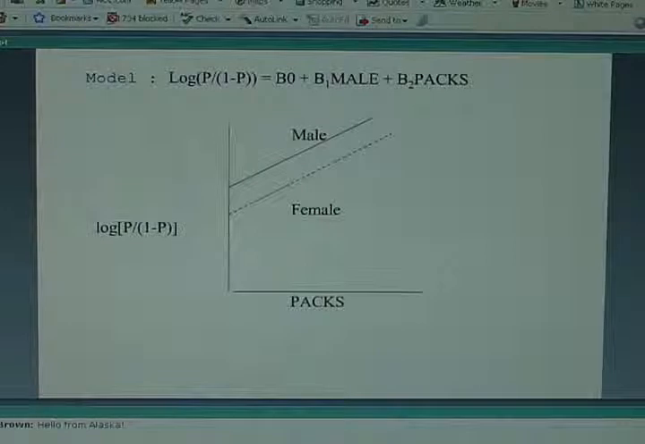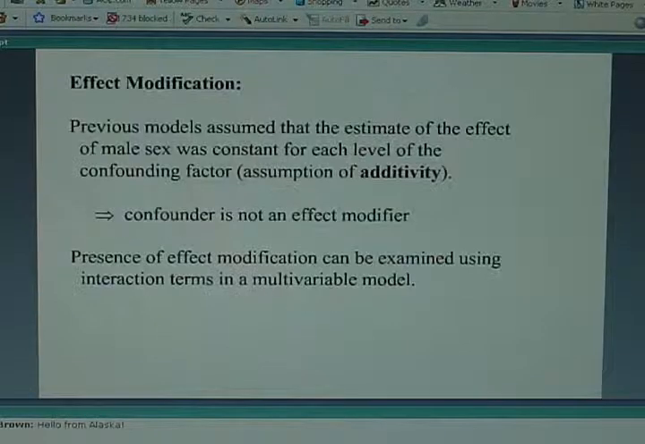Okay, now let's talk about this assumption of additivity for a second. This model assumes that the effect of smoking, measured by B2, is the same for males and females. The B1 term is the same regardless whether you're a non-smoker, a 1-pack-a-day smoker, or a 2-pack-a-day smoker. But what if that weren't true? Let's talk a little bit about that.